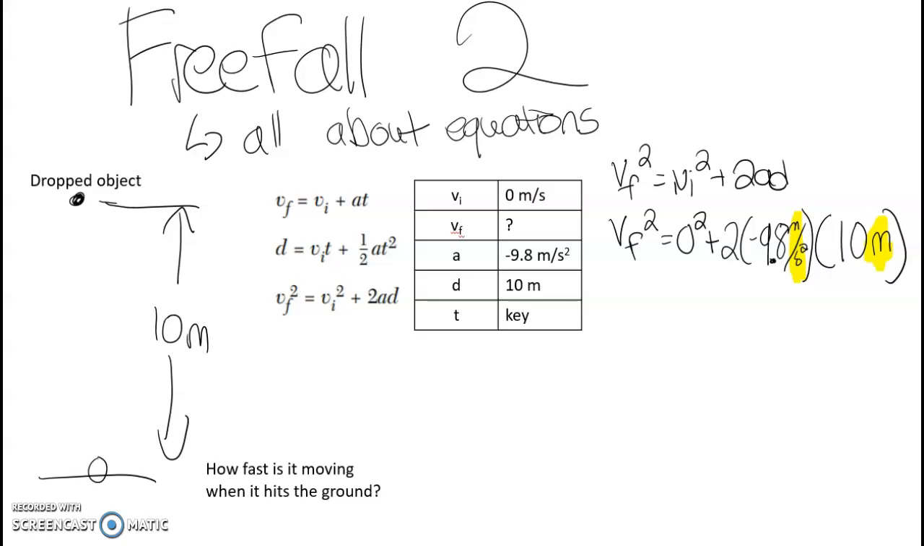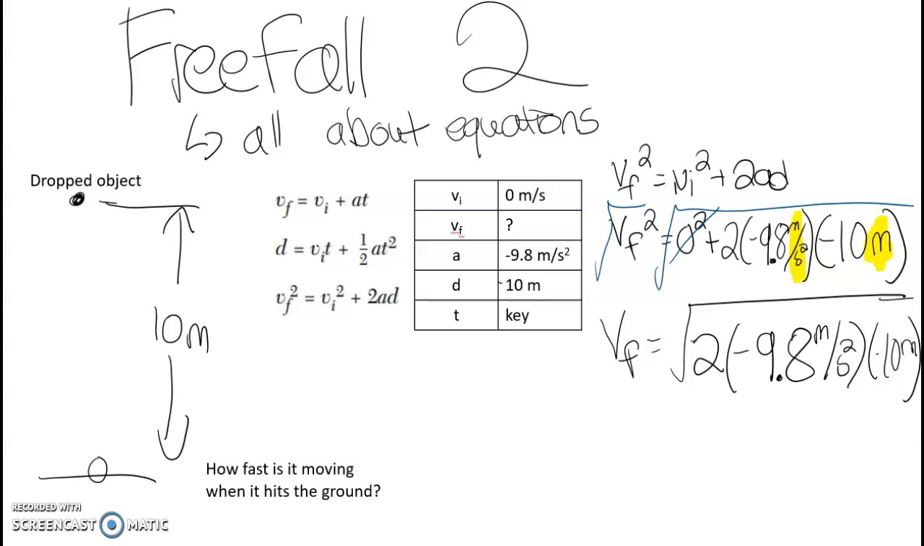Now I can do some algebra. I can get rid of this 0 here, and I can take the square root of both sides of that equation. Now you might have been worried there for a second that we were going to try to take the square root of a negative number. It turns out that the 10 meters here that it goes down, because it's going down, and this is a displacement, that's also a negative. So we're going to be doing a negative times a negative, and that's going to go away. And you can punch that into your calculator. And you should get a speed at the bottom here of 14 meters per second.